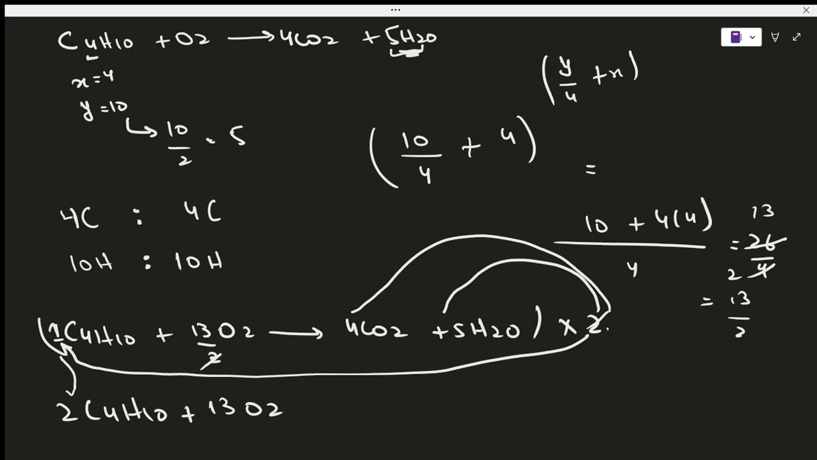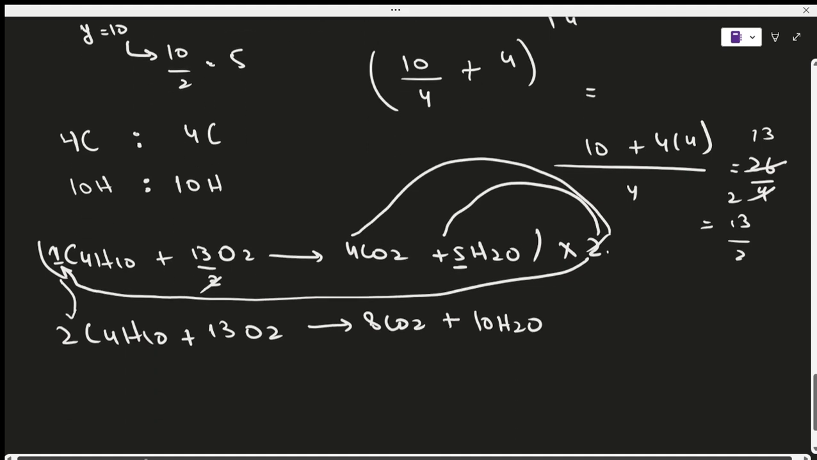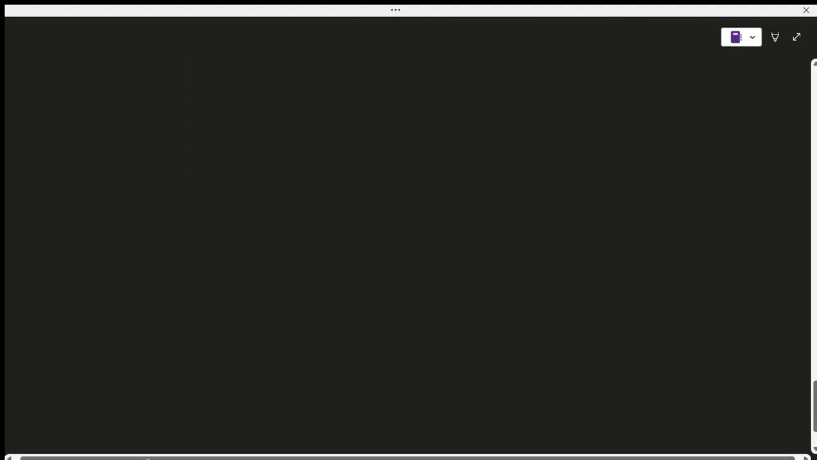Here you have 4, so the answer comes as 8. And here you have 5, so the answer comes as 10H2O. So this is your final equation. Let's look at one more example.